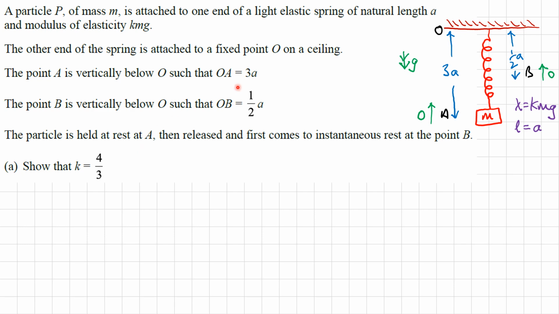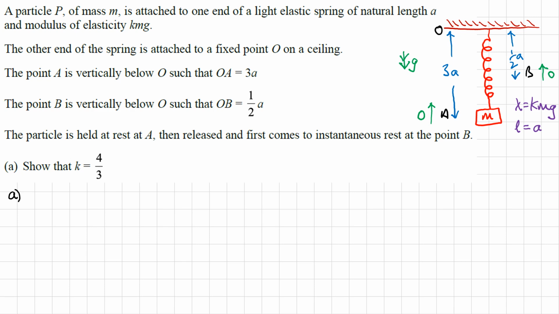Okay, now I've taken all the information that's in the question and put it in a diagram. So we've got the ceiling here, this is the point O, a mass of m on this light elastic spring, modulus of elasticity kmg, natural length a, and it's held at this point A, which is a distance of 3a below O. It's released from rest, so zero velocity, and then it first comes to rest, so zero velocity again, at the point B, which is a distance of half a from O, and we have gravity acting downwards.